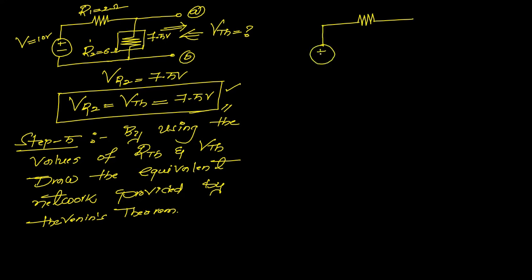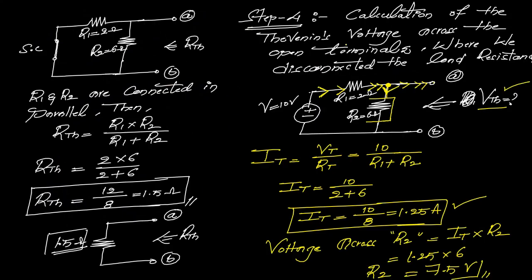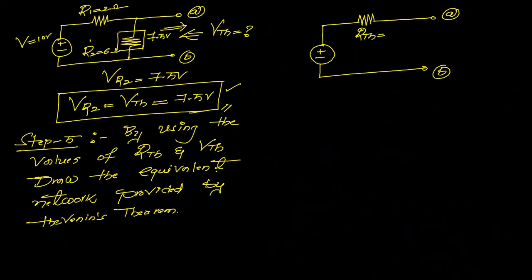See here, this is terminal A and this is terminal B, and RTH is 1.5 ohms. Now substitute here 1.5 ohms, and the value of VTH is 7.5 volts. Clear? So this is the equivalent circuit we get from the actual network by calculating the value of RTH with this VTH.